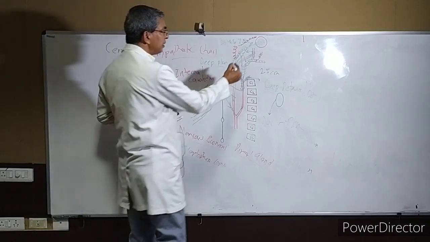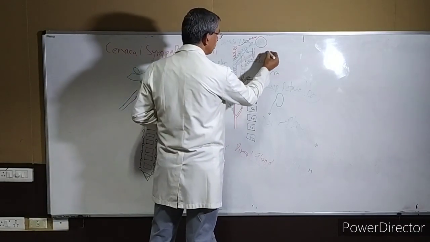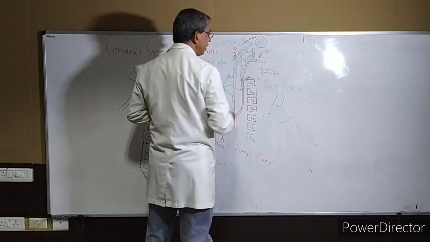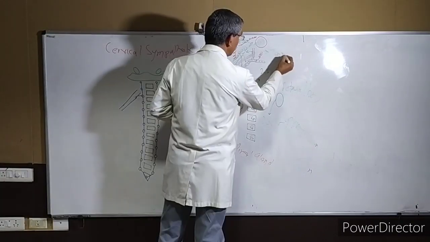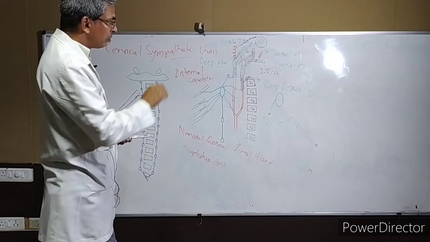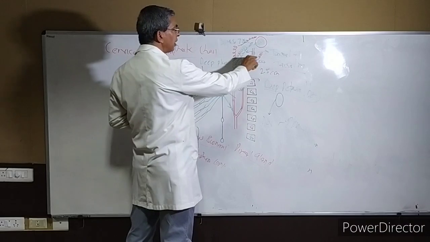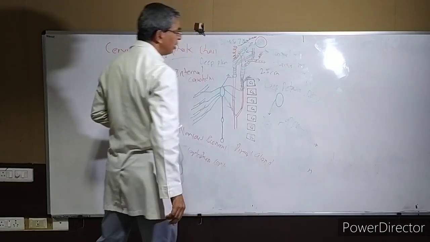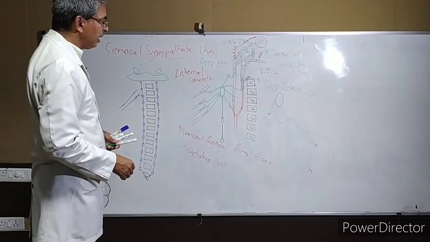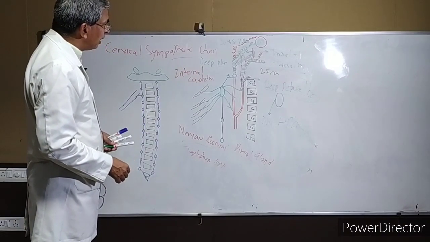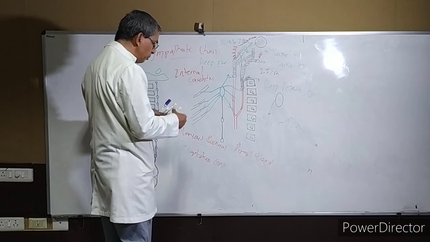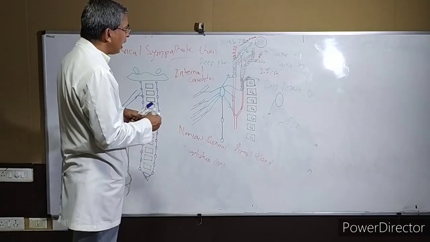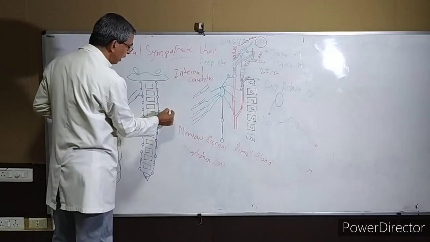Even here, this branch which passes with the ophthalmic artery also supplies the tarsal muscle. So this nerve fiber around the ophthalmic artery enters the orbit and supplies the smooth muscle, the tarsal muscle, and the tarsal gland here. Clear? So this is how the branches go.